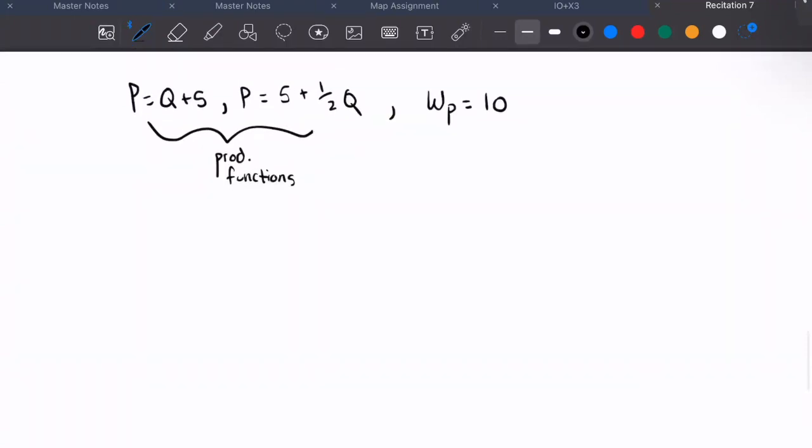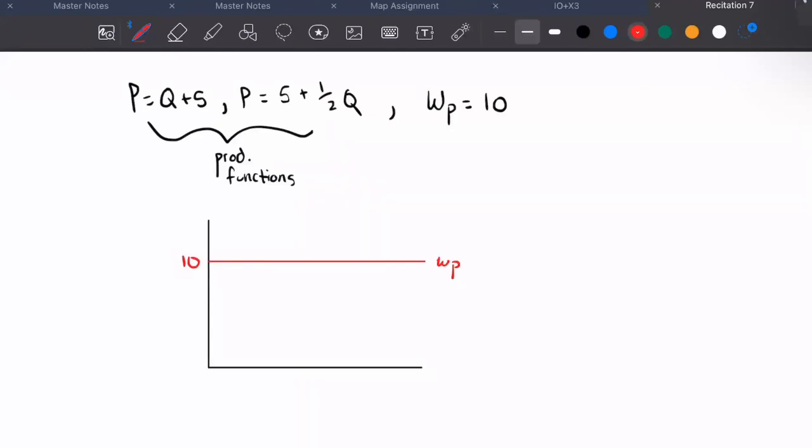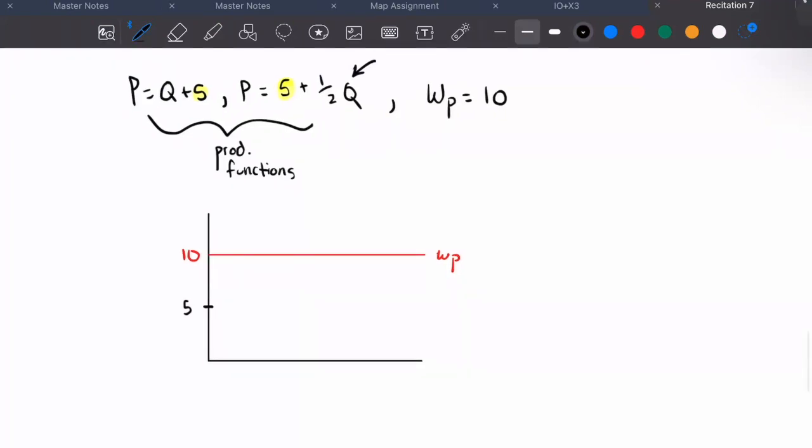So similar to how we did a few weeks ago, or what you should have done in your recitation with efficient production, first, we're going to set our world price at 10, and then we're going to graph our two production functions. As you can see, our y-intercept is going to be 5 in both cases. But this production function has a smaller slope, so that means it's going to be flatter. So our first production function is going to look something like this. And our second production function is going to look something like this.